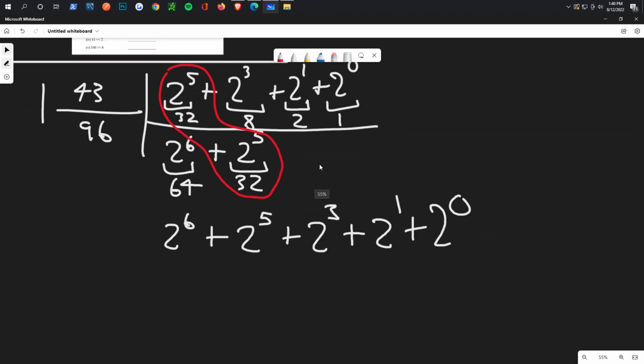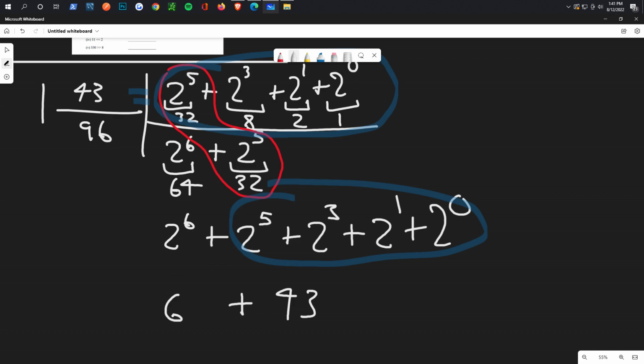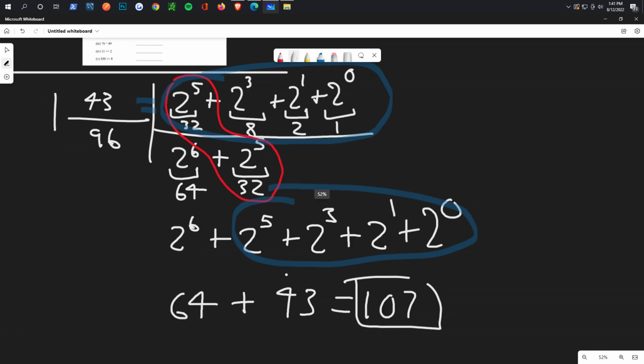And again, we can just use what we've calculated to make it quicker. So notice how we have 2 to the 5, 2 to the 3, 2 to the 1, and 2 to the 0 right here. So all of this is just equal to 43 plus 2 to the 6, we have it calculated, 64, and that's equal to 107. So that's it. That's all you got to do.